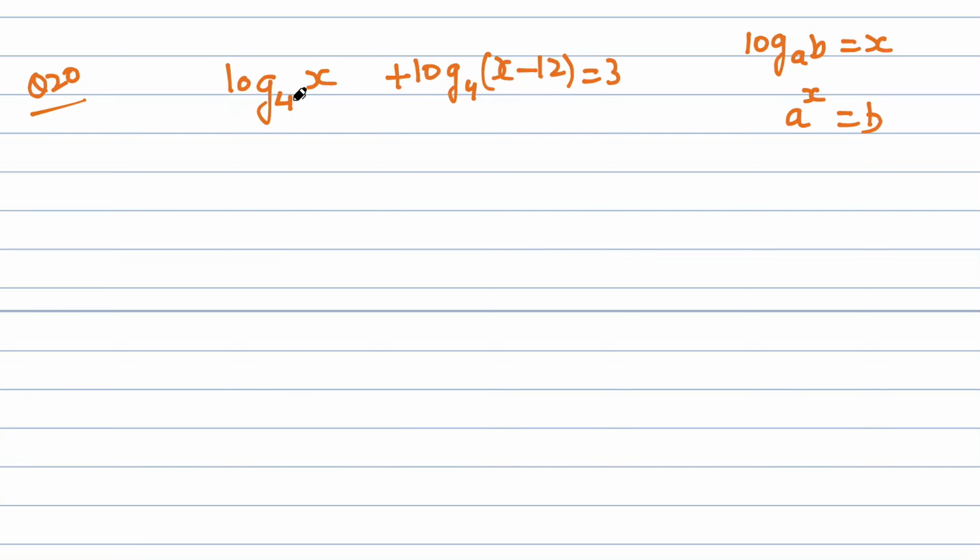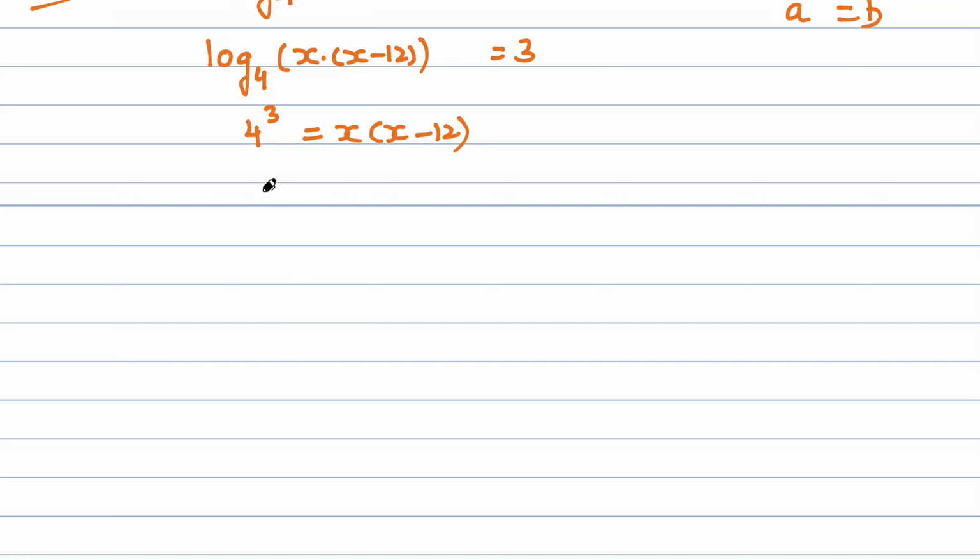So it's not possible here. So first we have to solve this log of m plus log of n, and log of m plus log of n is equal to log of m times n. Right? And that is equal to 3. Now we are at a stage where we can convert log into exponents. So this base 4, this power cube is equal to x times x minus 12. Now this is a simple quadratic equation. So let's solve this. 64 is equal to x times x minus 12.